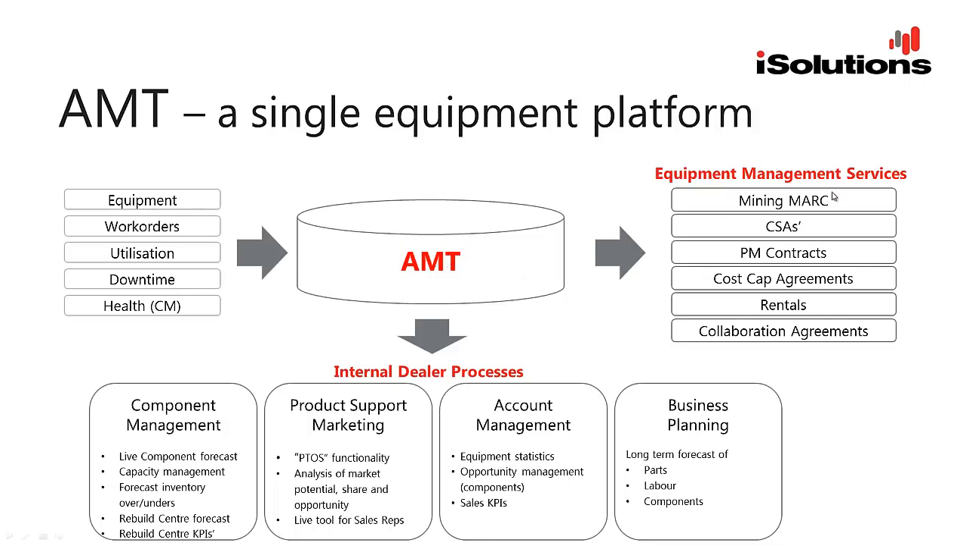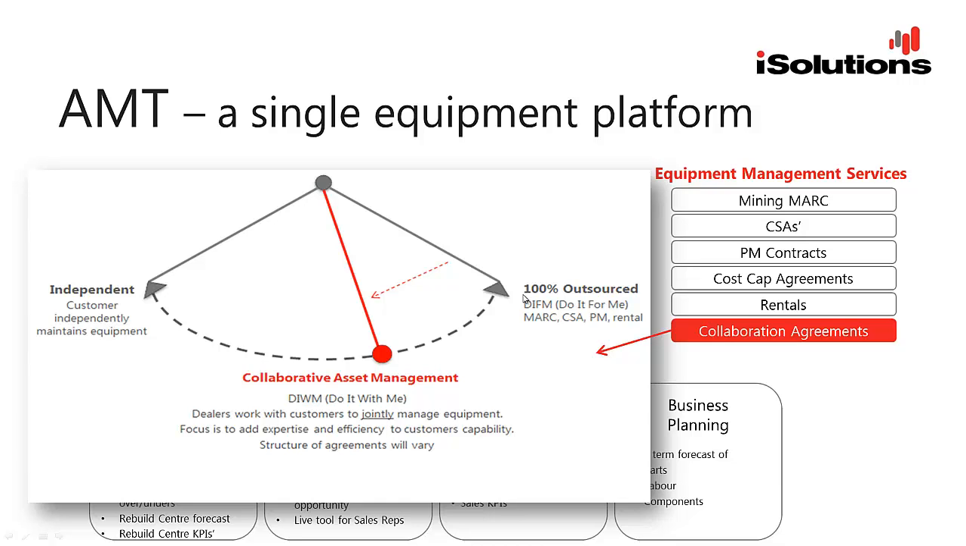First of all, on the services, the equipment management services that you want to offer customers. The starting point for us when we first built AMT was this first one, mark agreements. That's a level of service that you can offer, right on the one end of the spectrum. Then there's the CSAs, PM contracts, cost cap agreements, rentals, and then, as I mentioned, the collaboration agreements. I'll just click to the next slide on this collaboration agreement, and we see that this is really going to be a big growth area where customers almost will be moving away from the mark agreements.